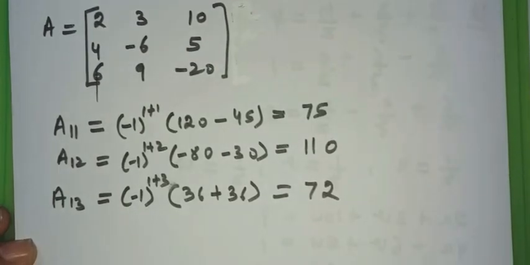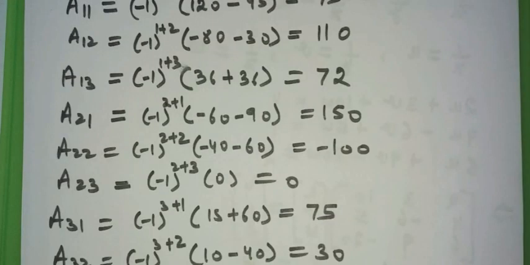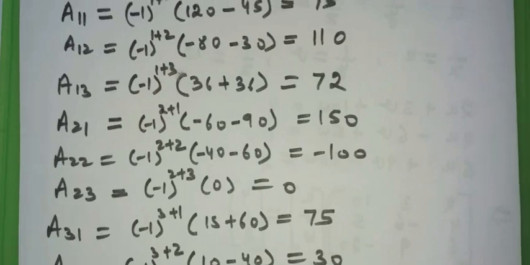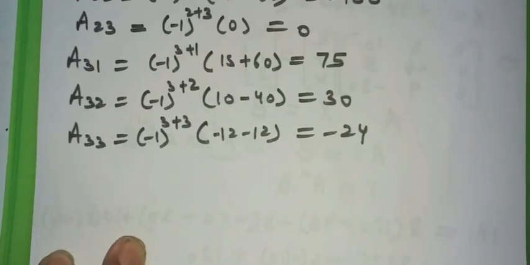And likewise we find the cofactors of all the elements. So using the method that I have described earlier to find the minors and cofactors, I have found, you can see, the cofactors of all the elements.